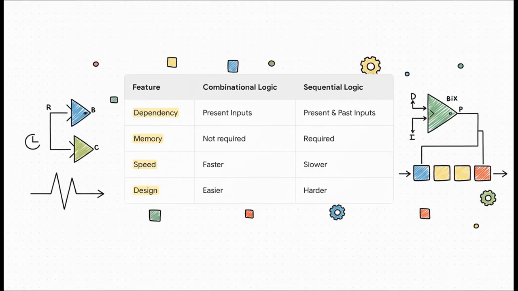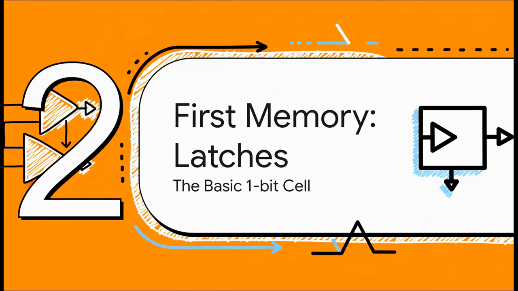Now, what's really interesting here is the trade-off. Because sequential circuits need that memory unit, they're naturally a little slower and a bit more complex to design. But that extra bit of work buys us something incredible, the power to store information. Which leads us to the big question. How do we actually build that memory unit from scratch? Let's find out how it's built. We're going to start with the absolute most basic building block of memory. You could call it the atom of the digital universe, the latch.